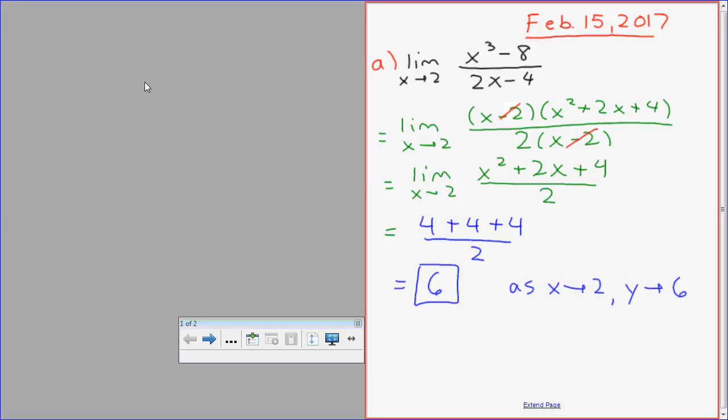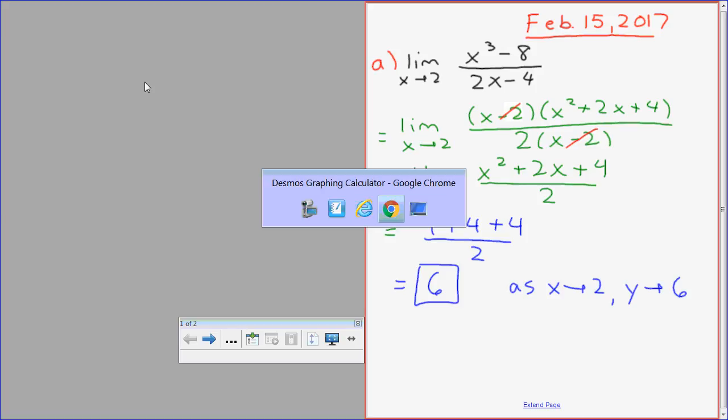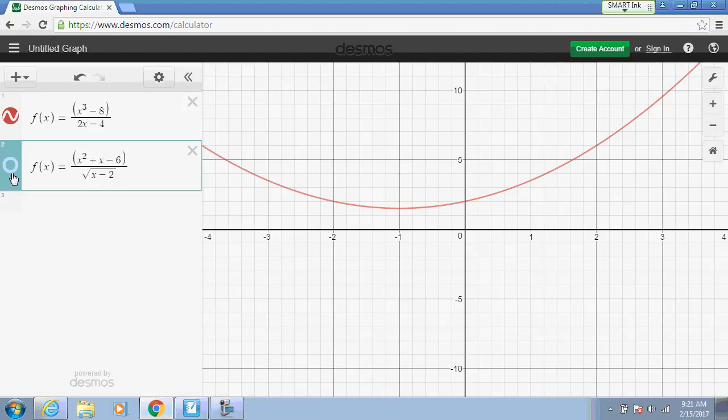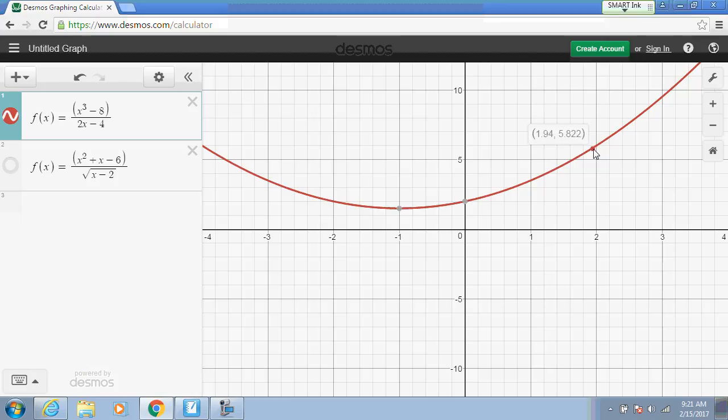Okay? So what I'm going to do here is go over to a graph to show you what I actually mean. I used my lovely program, which we're going to use today, called Desmos. And so here's my graph. This is the graph of x cubed minus 8 over 2x minus 4. Isn't it beautiful? So as x approaches 2, you see 1.94, 5.82, all that. We're getting closer and closer. Once it gets exactly to 2, it says undefined, because there would be a hole in there.